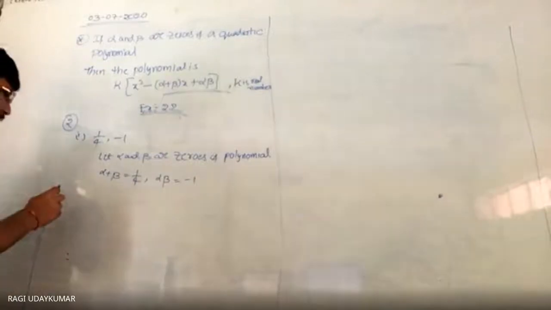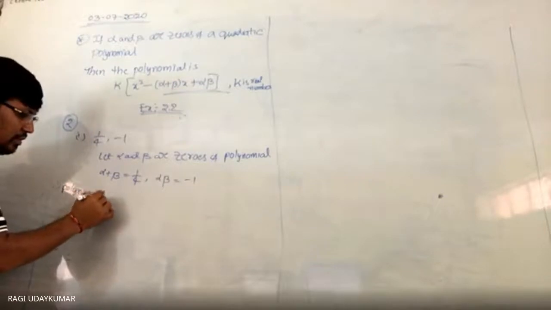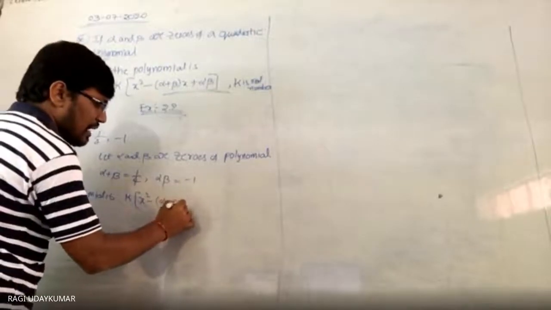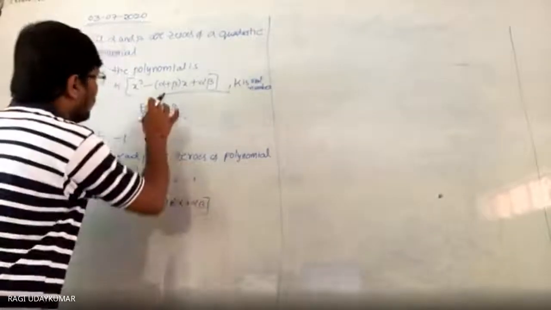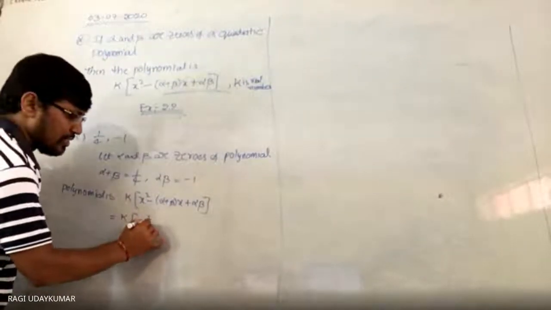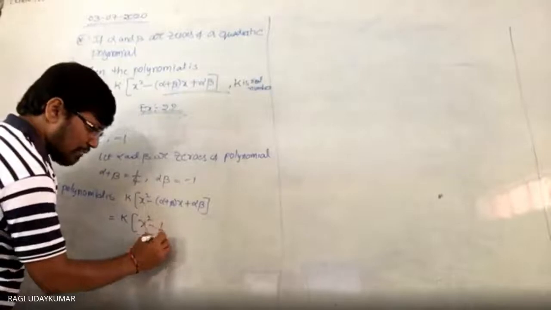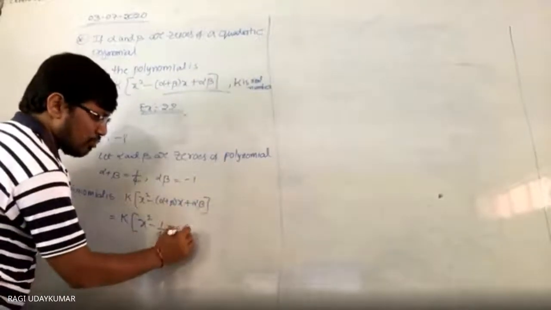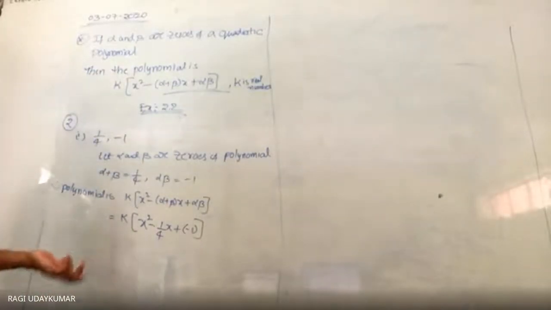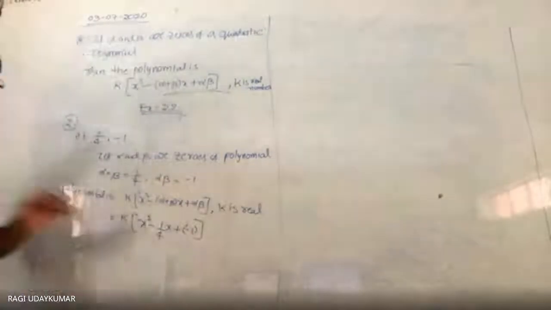So therefore, the polynomial you get is some constant k into x square minus alpha plus beta into x plus alpha beta. This is the polynomial. So what do you write here? Some constant k into x square minus, okay, and alpha plus beta is 1 by 4, so 1 by 4 into x, plus alpha into beta is minus 1. So minus 1. Now this constant k can be taken as any number where k is real. So now k can be taken as any number.